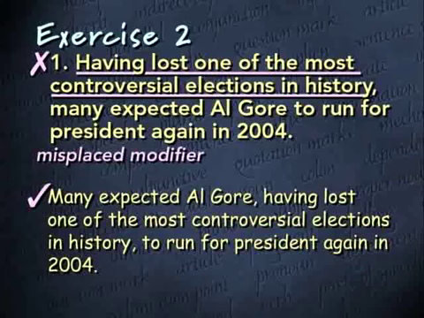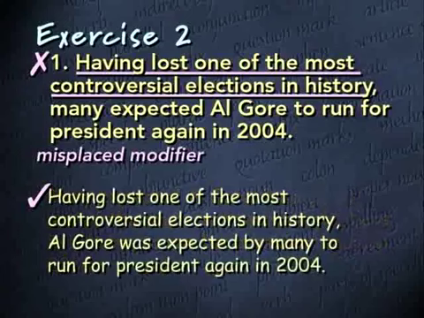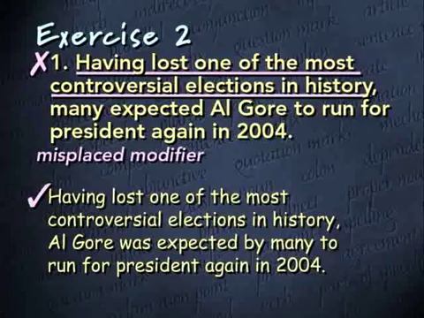You might, for example, want to rewrite the sentence so that the modifying phrase remains at the beginning of the sentence, but that Al Gore then follows immediately afterward, in which case the sentence might read something like this. Having lost one of the most controversial elections in history, Al Gore was expected by many to run for president again in 2004.